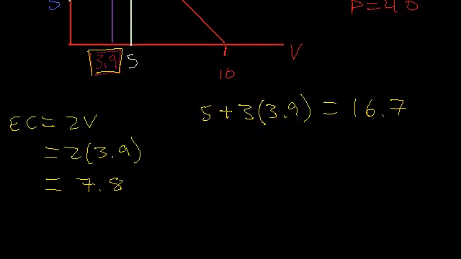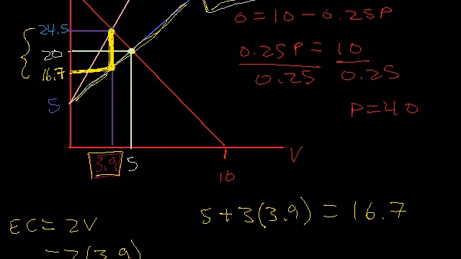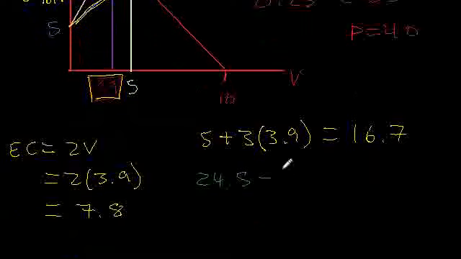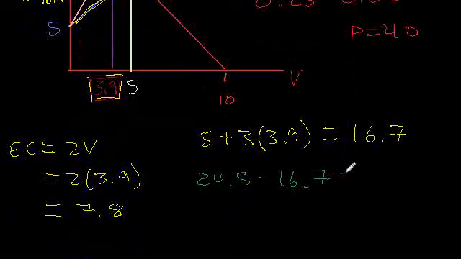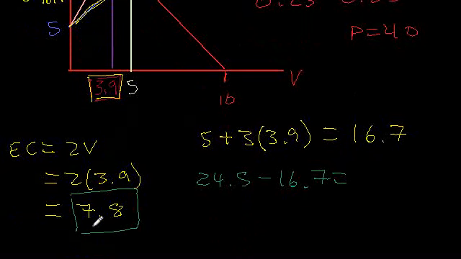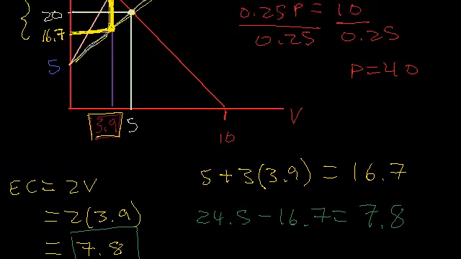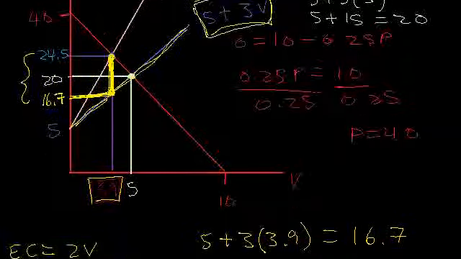So what are our values again? 24.5 minus 16.7. And I really hope that is equal to the value that we predicted of 7.8. Let's see if that's true. I'll just pop out my calculator. 24.5 minus 16.7. And that does, in fact, equal 7.8. I'm very relieved, because I wasn't sure the numbers would work out with this somewhat messy example, but they have.